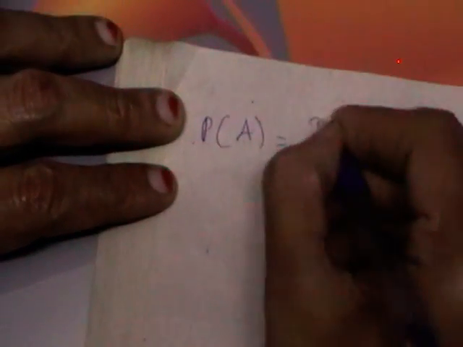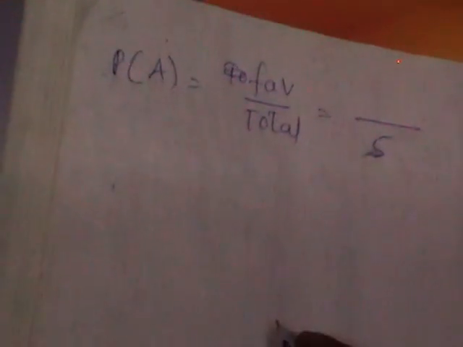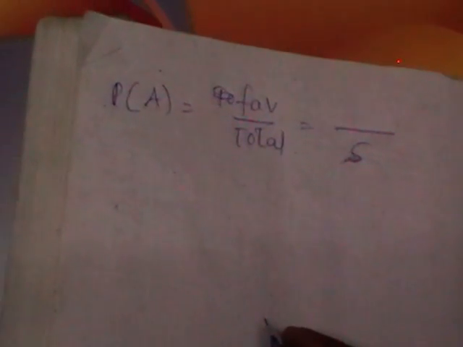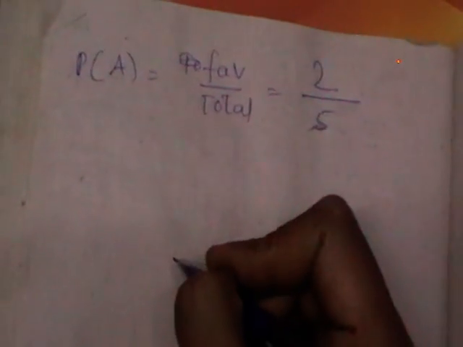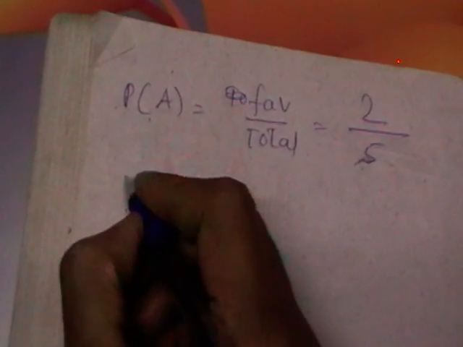So what is P of A? P of A means the number of favorable events by the total number of events. What is the total strength of the committee? There are 5 members. What is event A indicating? Event A is indicating selecting a female. How many females are there in the given table? Male, female. There are 2 females. So there is a chance of 2 by 5 that the selected chairperson is female.